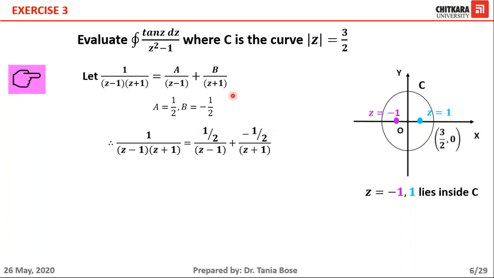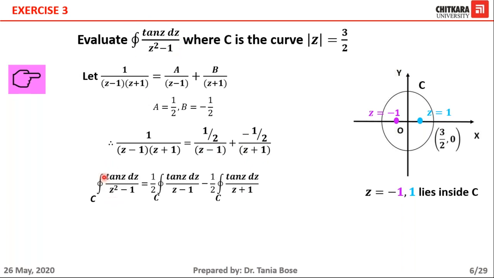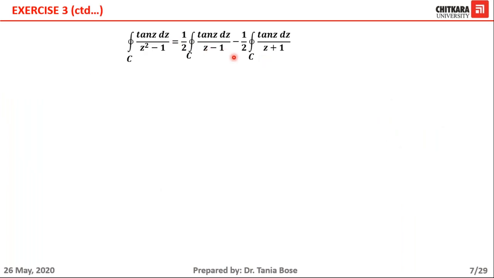So we try to write our integral in this form. So the given integral over C, tan z upon z square minus 1 dz, according to these partial fractions, becomes half integral over C, tan z upon z minus 1 dz, minus half tan z upon z plus 1 dz, right? Now let us see how to evaluate these integrals. We move on to the next slide. This is the same step that we wrote in the last slide.